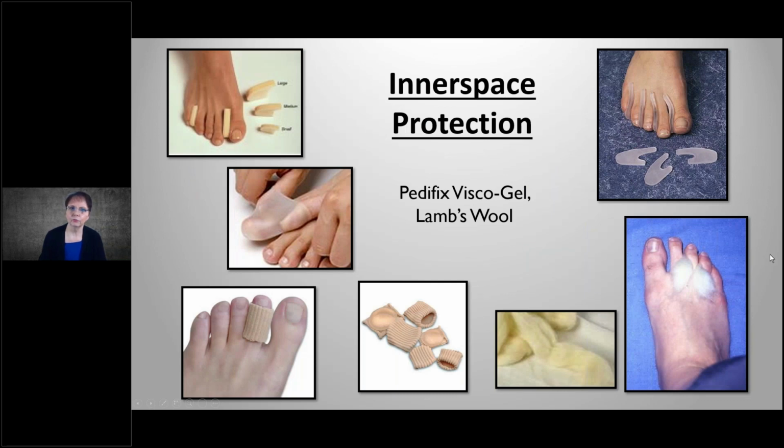But let's move on to what we're going to do either before that happens or instead, if they truly aren't a surgical candidate or it's just decided that that's not the way to go. Lots of different kinds of interspace protection. We have this gel material that goes in between, a foam, different densities of foam that can go in there. Here's lamb's wool. I just kind of make it a U shape and put it between two interspaces just to hold it in place.